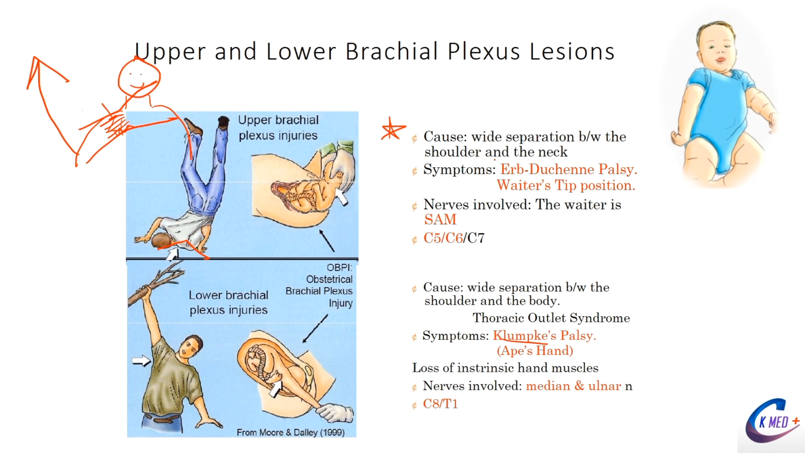And so when I have a separation of the shoulder and the neck, this is going to tear the upper brachial plexus, and this leads us to have Erb-Duchenne's palsy, also known as waiter's tip position. And you can see this shown with this baby up here. So what happens, the nerves that are damaged obviously are C5, 6, and sometimes 7. And this is waiter Sam. And so these are three areas that are messed up here.